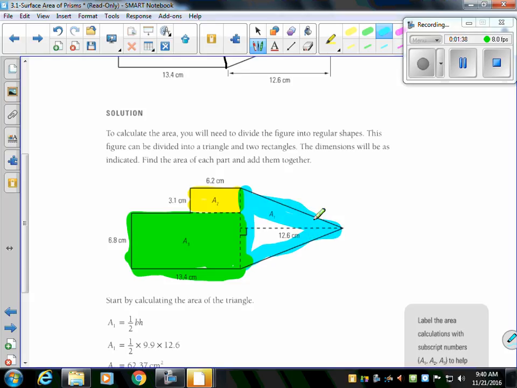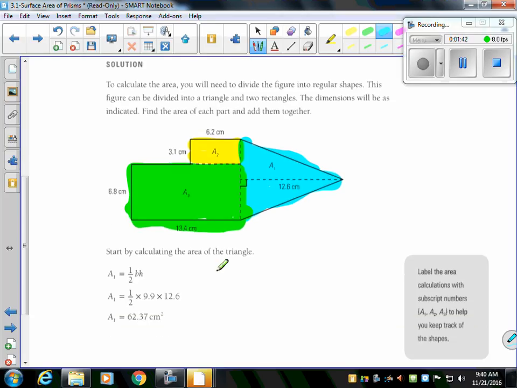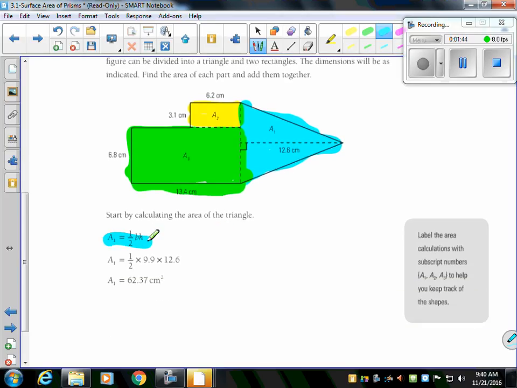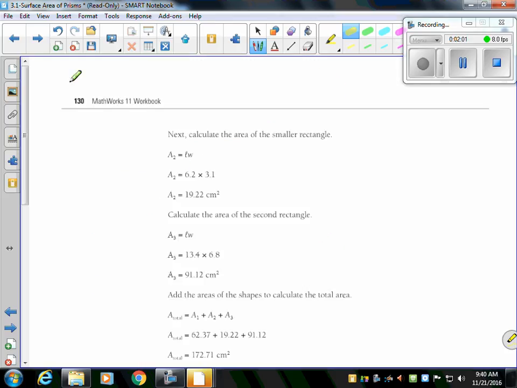So you split it into simpler shapes, and then you can calculate the area of each. So area 1 is this triangle, base times height. How did we get this base? We added 6.8 and 3.1 together. So 1/2 times 9.9 times 12.6 gives us this area, area 1. Area 2 is the smaller rectangle, length times width. When we multiply them, we get 19.22 centimeters squared.